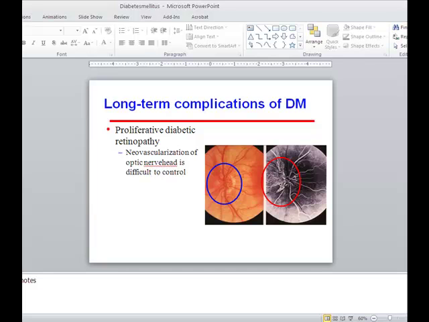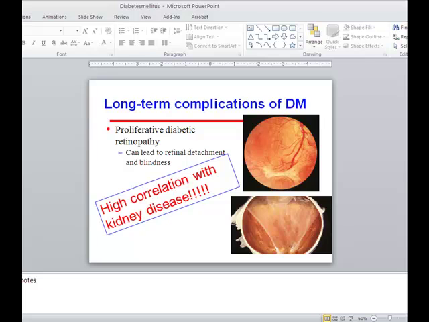So the neovascularization of the optic nerve head, it's more difficult to control because they hesitate lasering those regions. Okay, and as I mentioned, you have scar tissue formation, because there is fibroblast proliferation. And especially if the scar tissue formation occurs in the vitreous, that is going to pull the retina towards the vitreous, and that would lead to retinal detachment.